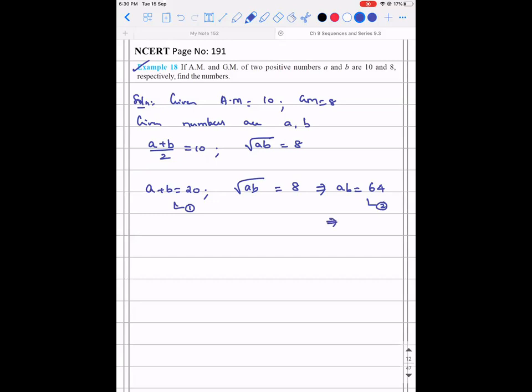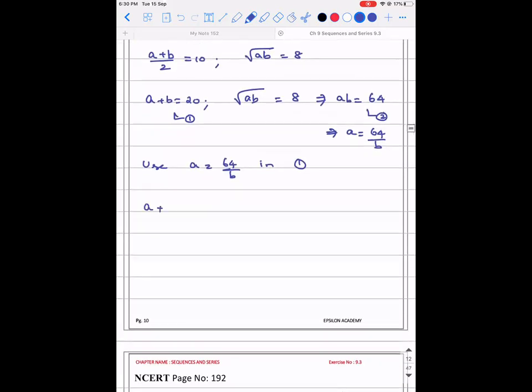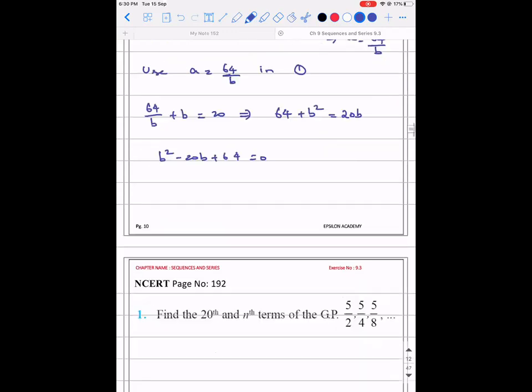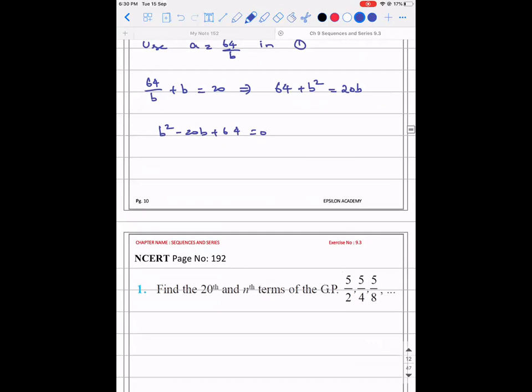From 2, I can write A is equal to 64 divided by B. So use A is equal to 64 divided by B in the first equation. So A plus, how to factorize?